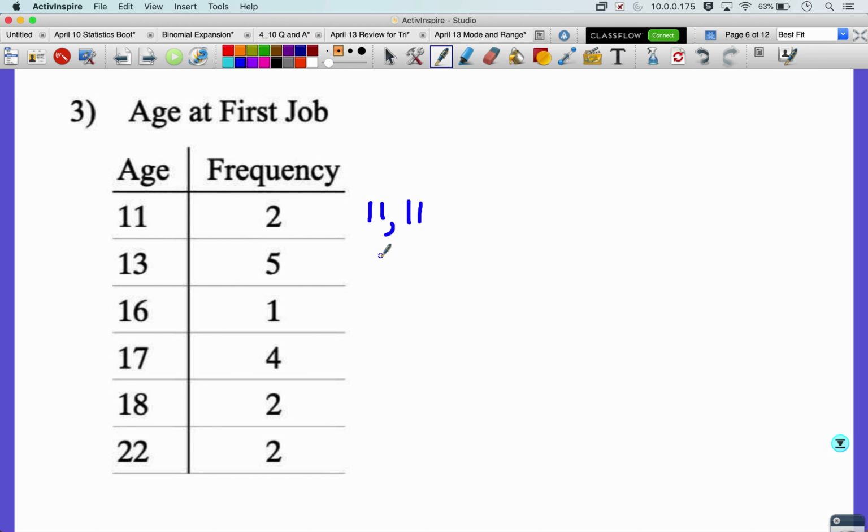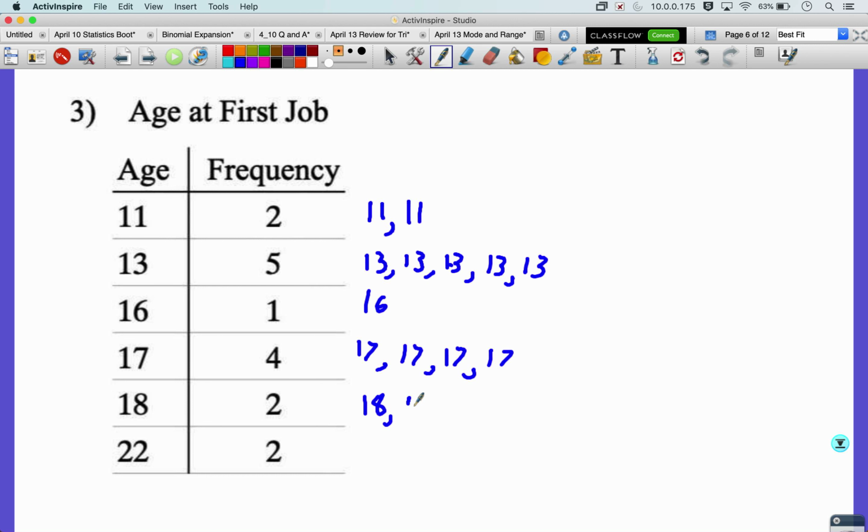So I need 2 11s here. I need 5 13s written out over here. Then a 16, then 4 17s, 2 18s, and 2 22s. Now I can use the technique of crossing off from both sides.